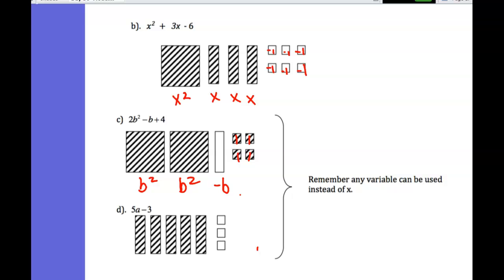Here we've just got 1, 2, 3, 4, 5, and then minus 1, minus 1, minus 1. That's how we would get 5a minus 3. And remember, any variable can be used instead of x.